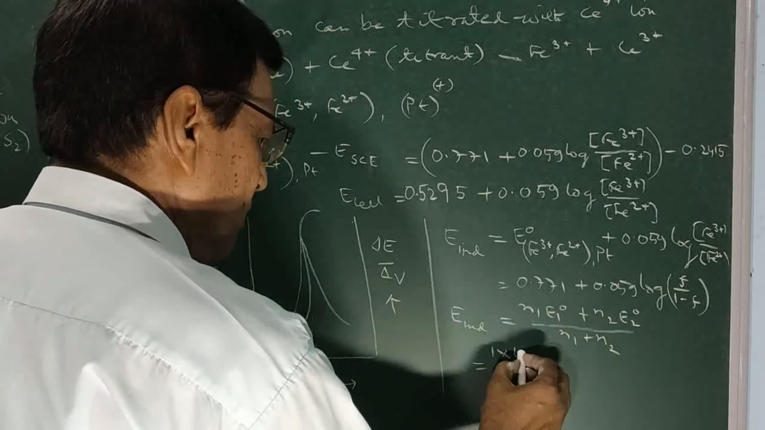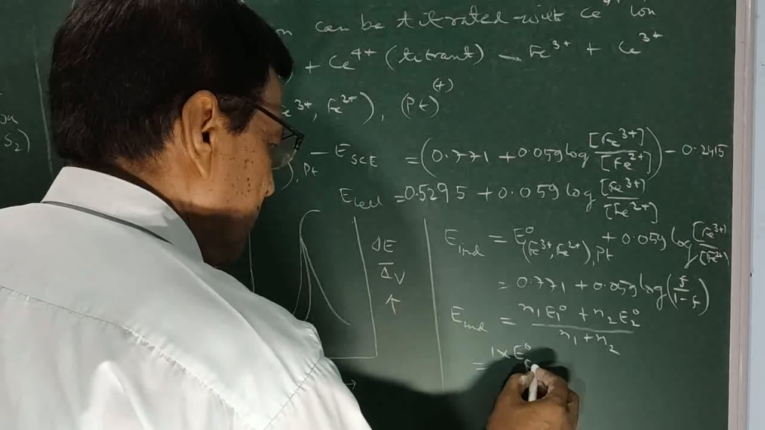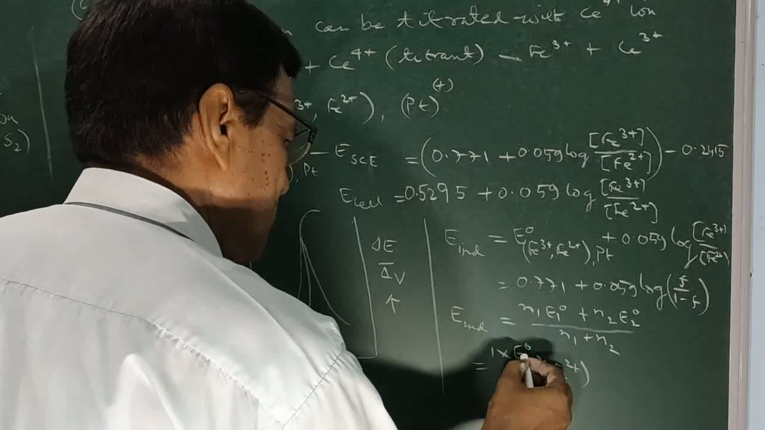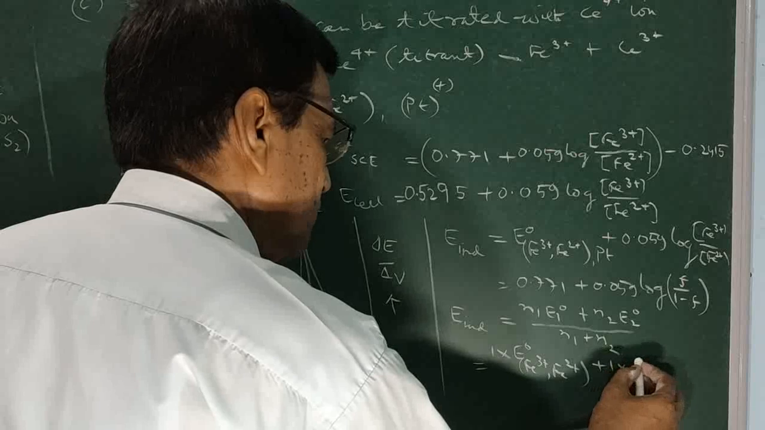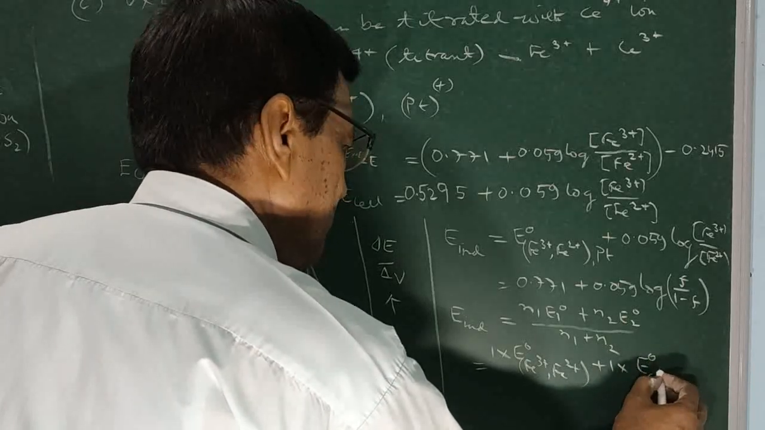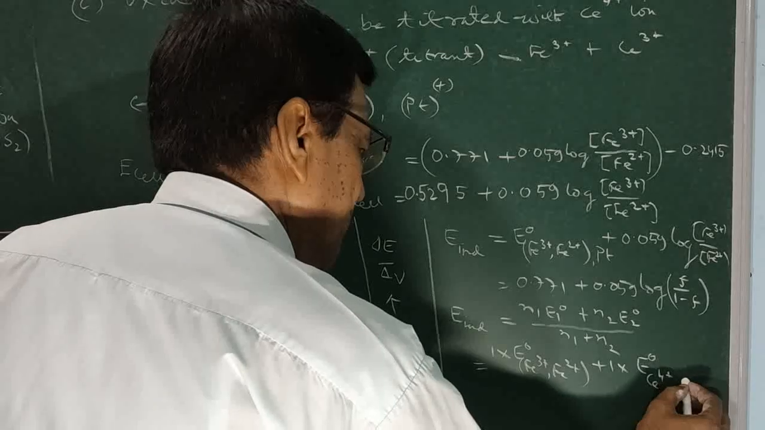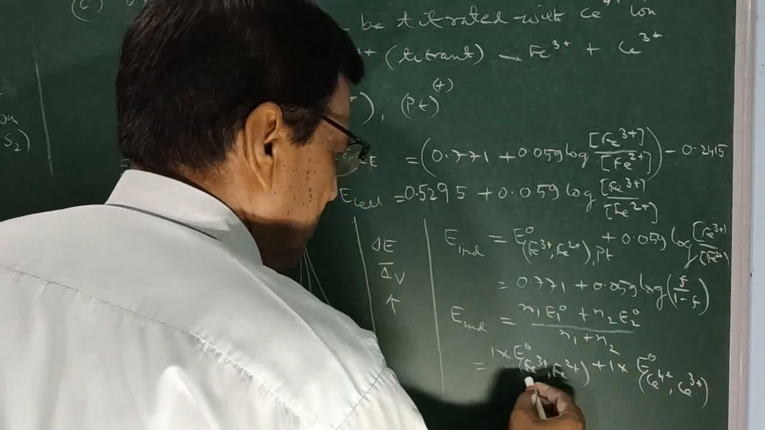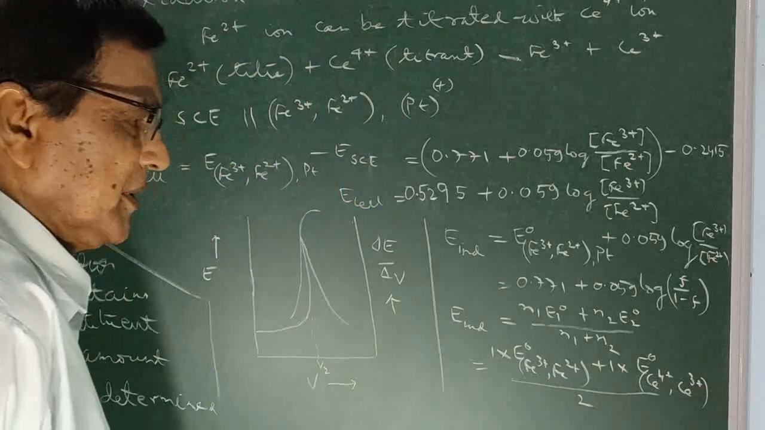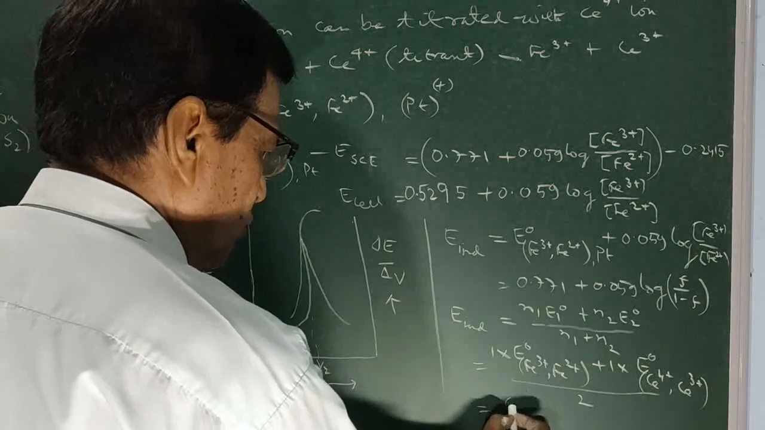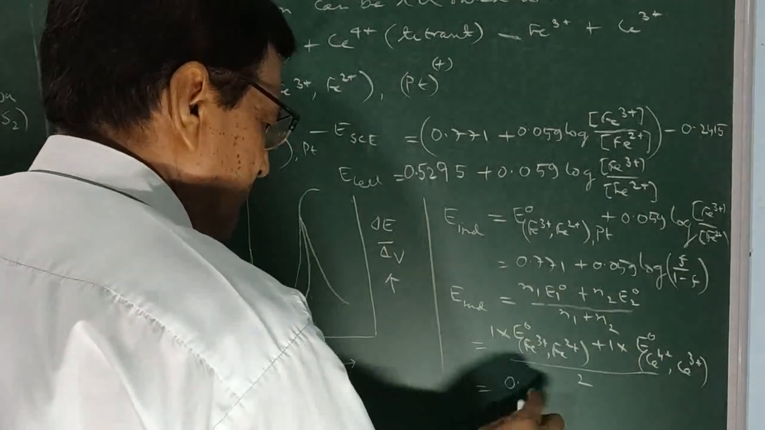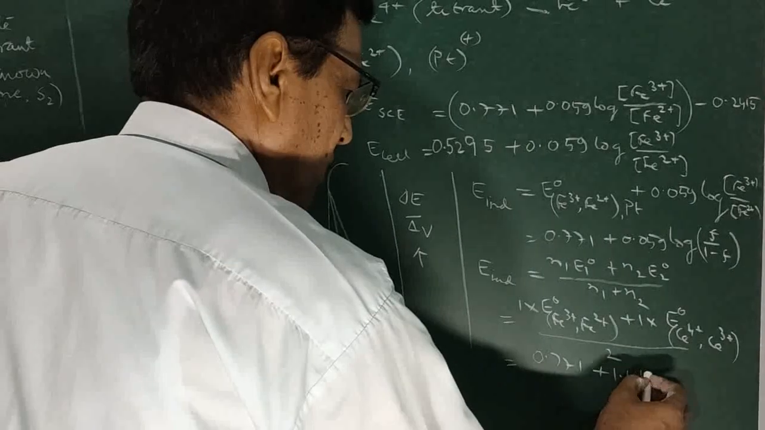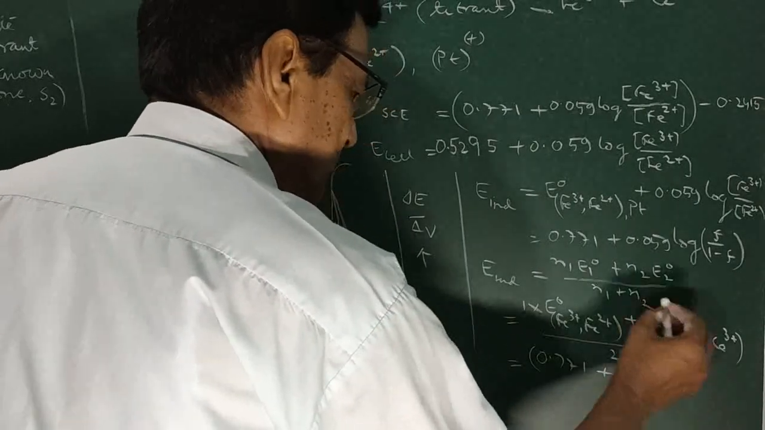So 1 into E naught of the ferric and ferrous ion system, plus 1 into E naught of the Ce4 plus and Ce3 plus system, divided by 2. That means here it is 0.771, and for this value it is 1.44, divided by 2. This is in volts.